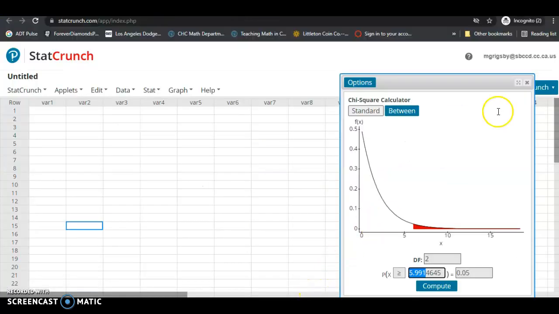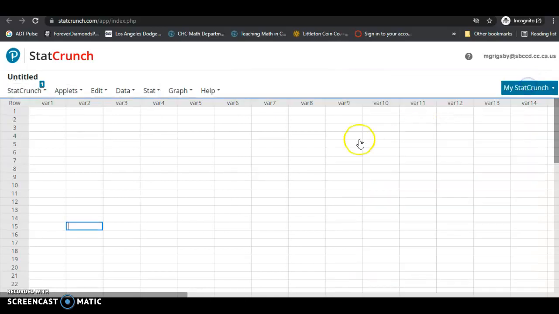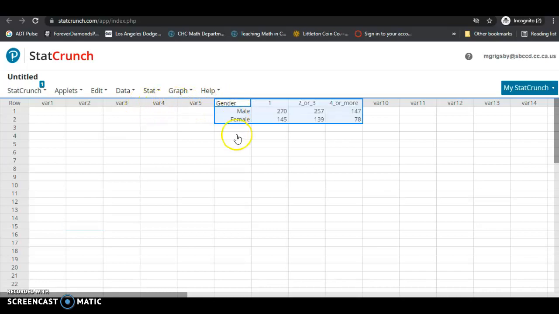And then head on over to StatCrunch. Go ahead and close this window. At the very top row here, it doesn't matter which column, just click in it and then paste the table. You can see that the categories of the column variable are listed at the very top, and the categories of the row variable are in the first two rows of the spreadsheet.